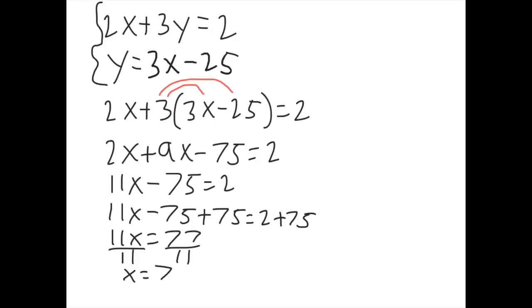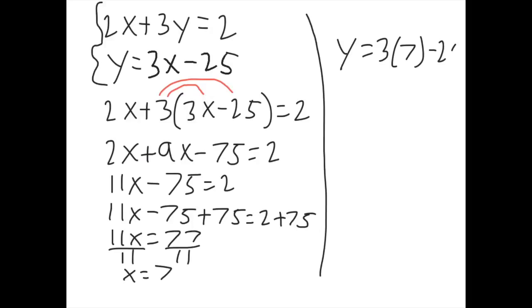Now that we have x equals 7, we have to bring it back to this equation here where y was already solved and substitute x in. So that gives us, over on the other side, y equals 3, and now instead of x we say 7, minus 25.